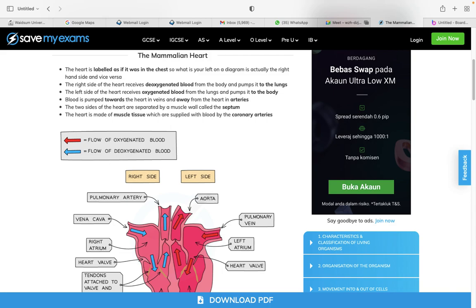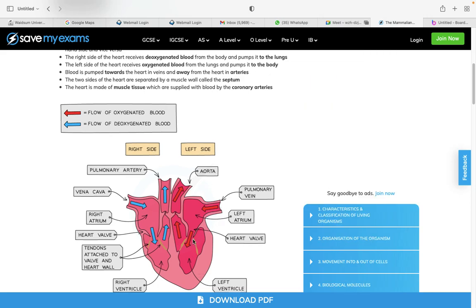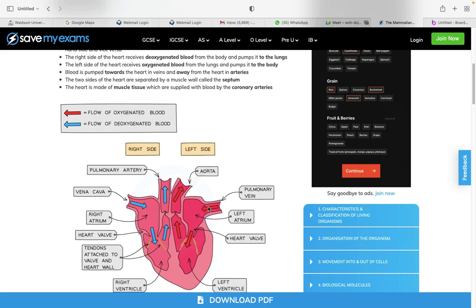Now, the left side of the heart receives oxygenated blood. Where is the left side? This way. Remember, we said the right is the left. The left side, these two chambers, the left atrium and the left ventricle, are all the left side. The left side of the heart receives oxygenated blood from the lungs and pumps it to the rest of the body through the biggest artery called the aorta. Is that okay?